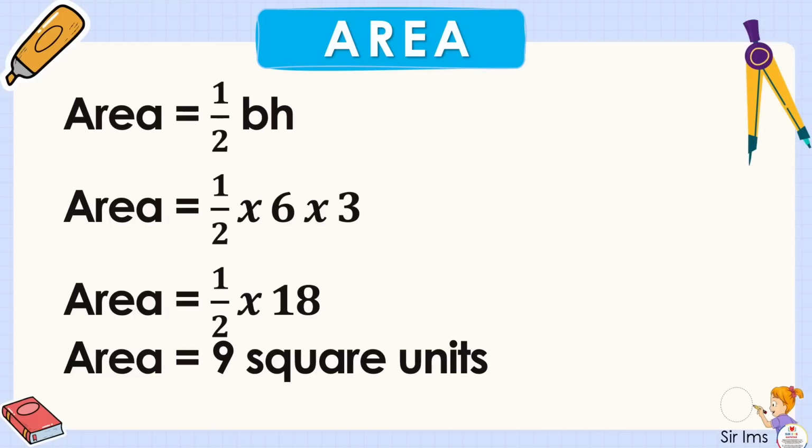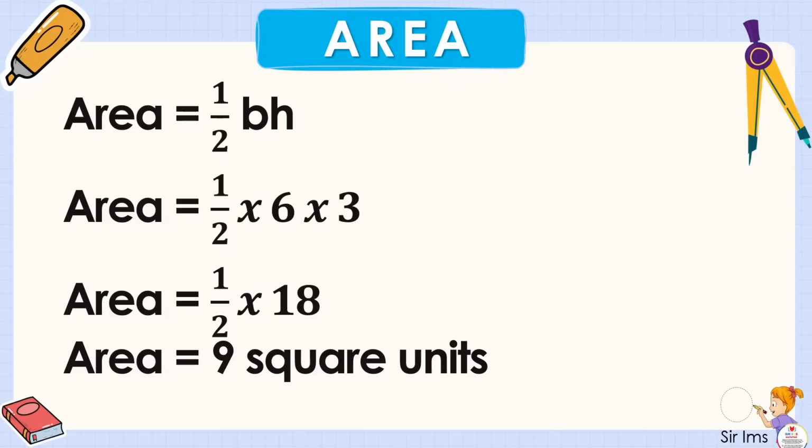Okay, then multiplied by 3. So let's try. 1/2 times 6 over 1 would be 3. Right? It becomes 3 times 3. So that will be our area here below. 3 times 3 is also equal to 9. So we come up with the same answer. So that would be 9 square units.